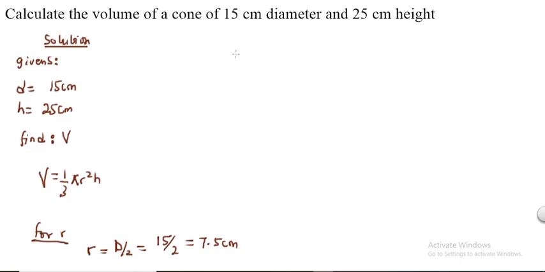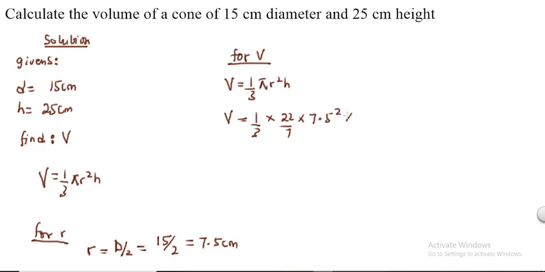So let's calculate my volume. My volume is equal to 1 over 3 pi r square h. So I'll plug everything into this formula, and then this becomes V is equal to 1 over 3 times my value of pi. I'll use 22 over 7. So this will be 22 over 7 times, for my radius, I'll use this value here. So this is 7.5 square times my height is 25 centimeters.